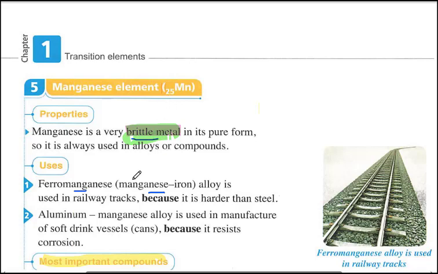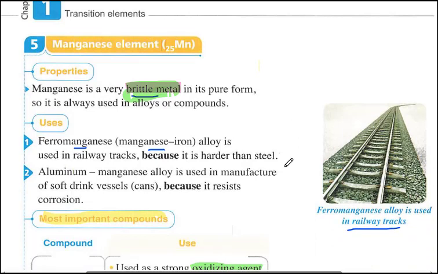100%. Ferromanganese: although manganese is a brittle metal, when it is added to iron, it makes ferromanganese, which is a very, very hard alloy. It makes the railway tracks and electric saw discs. So this is manganese. It has also another use. It is used with aluminum to make soft drink vessels or cans.